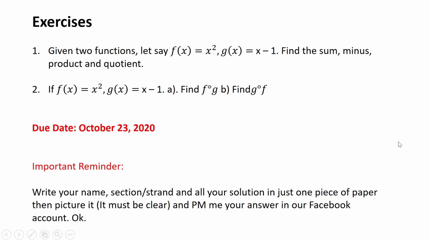Okay, so much for that. I provide you here an exercise you have to work on, and you're going to submit that on Friday, October 23, 2020. You solve this and put it on one sheet of paper, then take a picture of it and PM me your answer on our Facebook account. That will be your activity for this week.